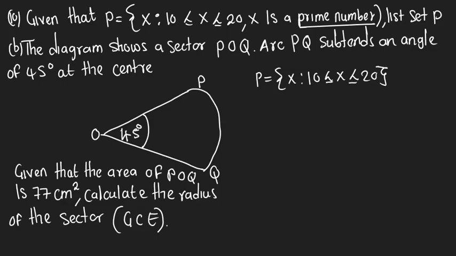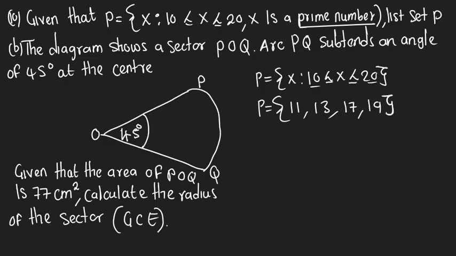In this case, they are saying P is a prime number. So let's list the prime numbers. But they are saying that 10 should be less than or equal to X, and X should be less than or equal to 20. In other words, just list prime numbers within this range, 10 and 20. So of course we start from 11, 13, 17, 19.